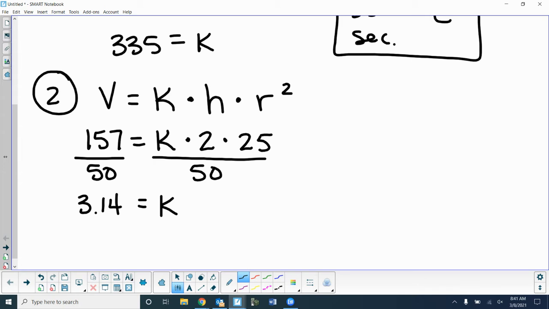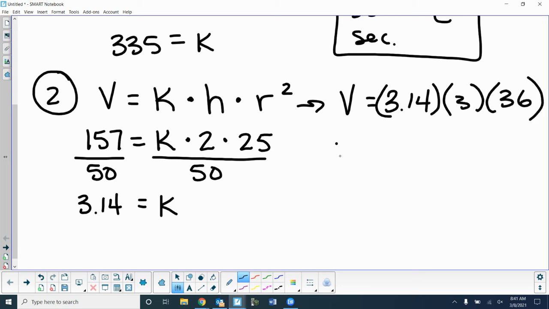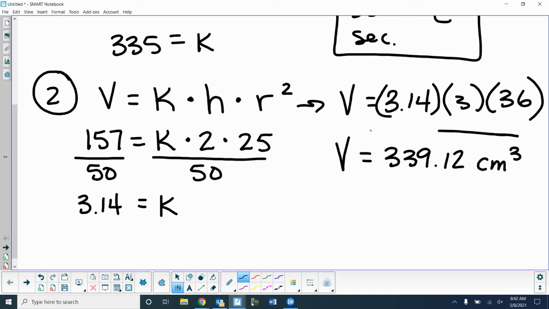All right. Part 2 of this, find the volume, find V when, and I'm going to use 3.14 for my K, when H is 3 and R squared is 36. So I just have to multiply those 3 numbers together to find the answer, which is 339.12. It asks to the nearest 100. And that would be, if you had put the units, cubic centimeters.